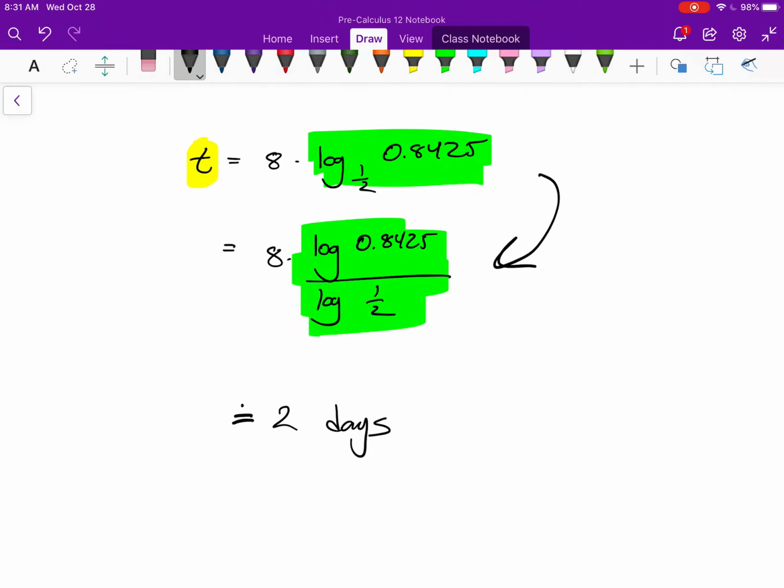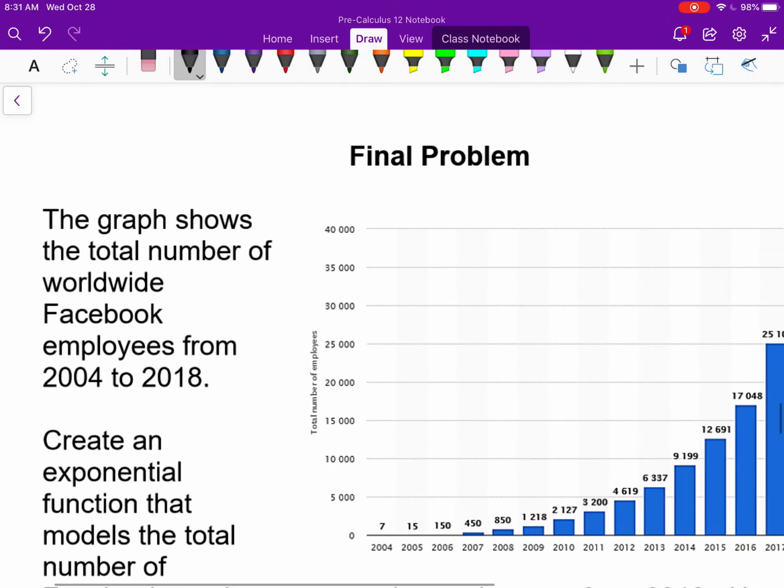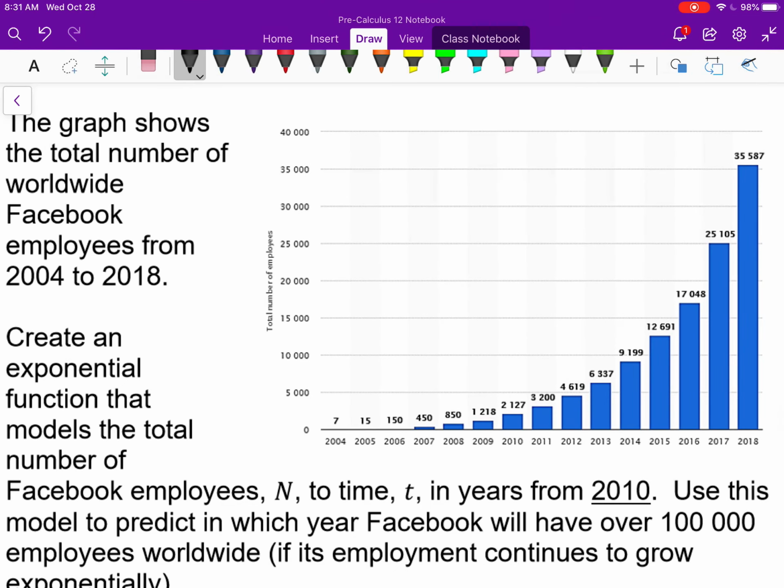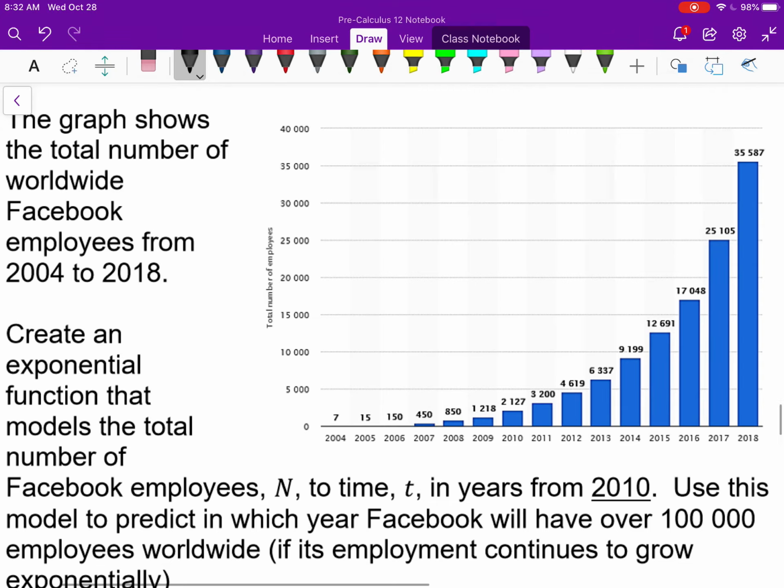All right, so then what's left is the final problem, in which I have some actual data that shows the total number of Facebook employees worldwide from 2004 to 2008, and it has the characteristics of exponential growth. So I want to model it and then kind of go with it. This looks exponential-ish at least, although it is actual data showing how many employees they had around the world. The first thing I want to do is create a model.